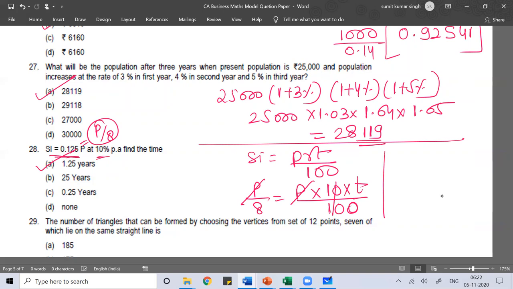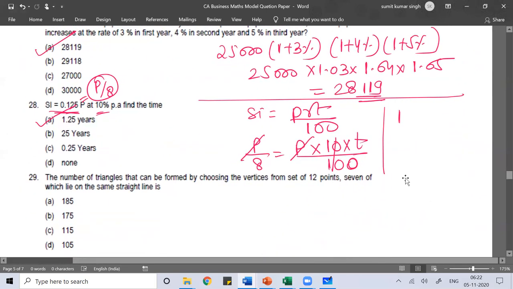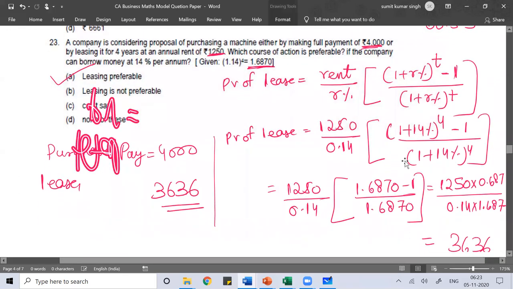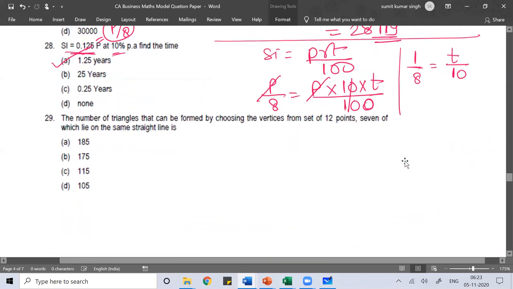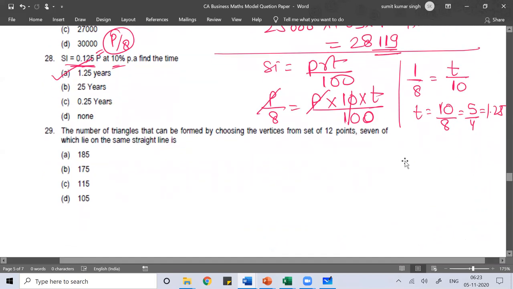So here you can see that you are left with 1/8 equal to t/10. So your t would be 10/8. 10/8 means 5/4, which is 1.25.